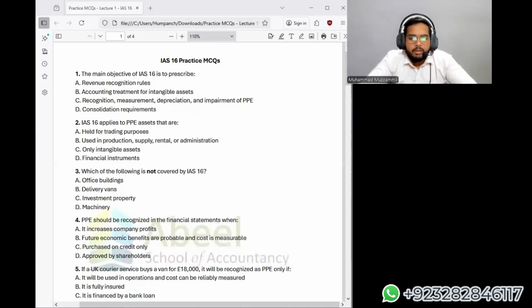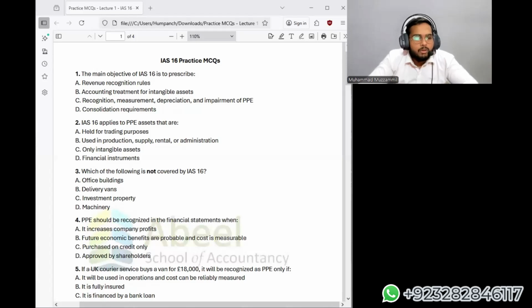Okay. So our first MCQ: the main objective of IAS 16 is to prescribe option 1, revenue recognition rule; accounting treatment for intangible asset; recognition, measurement, depreciation and impairment of property, plant and equipment; or consolidation requirement. Now, write an answer quickly and tell me what is the correct answer.